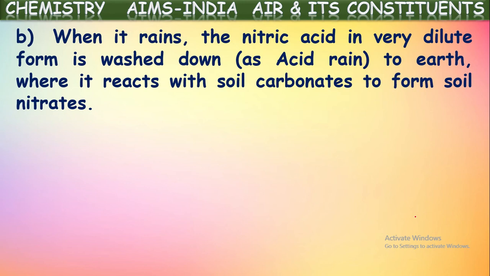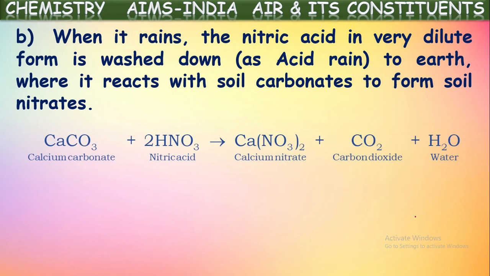So nitrogen dioxide gas dissolves into rainwater and forms nitric acid. This nitric acid reaches the earth in the form of rain. That rain we call acid rain, which is actually dangerous if it occurs heavily. But in small quantity it is useful. How? Let us see here. When this acid rain reaches the soil, the acid present in that rainwater reacts with the soil carbonates to form soil nitrates in this way.